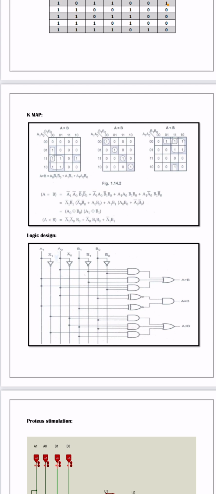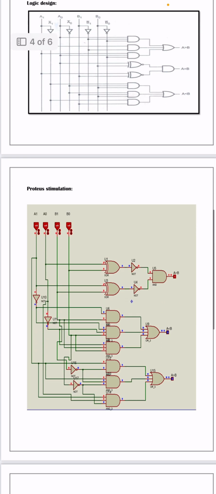And now I'm going to make everything clear to you, how these things work, by the Proteus simulation. As you can see, in the first section you can divide this into 3 outputs: A is equal to B, A is less than B, and A is greater than B. This is a circuit that is designed, and it has 4 inputs. We can see that on the 4 inputs we have 1 1 1 1. A1 is 1, A0 is 1, B1 is 1, and B0 is 1.